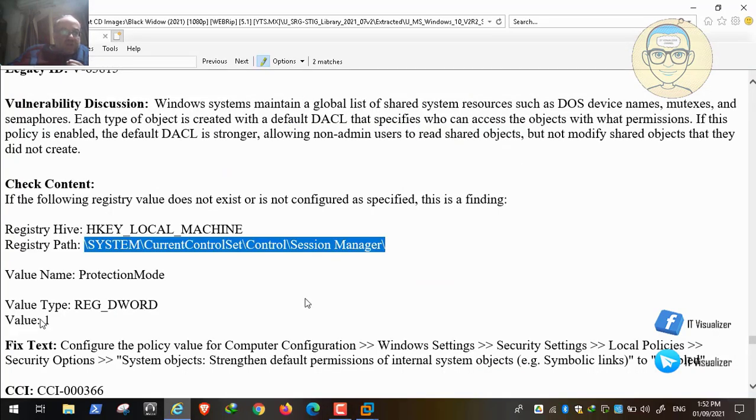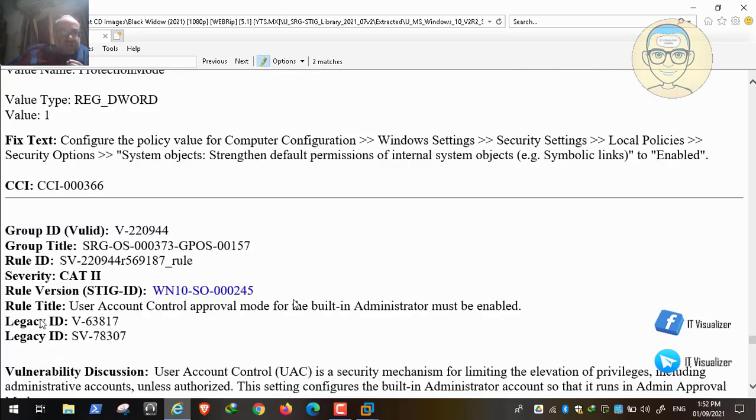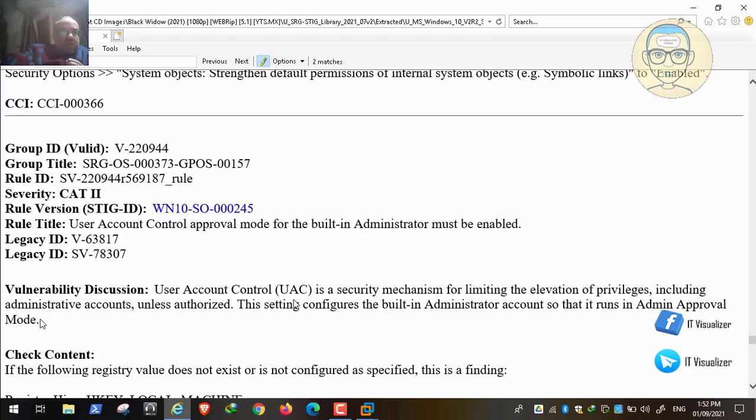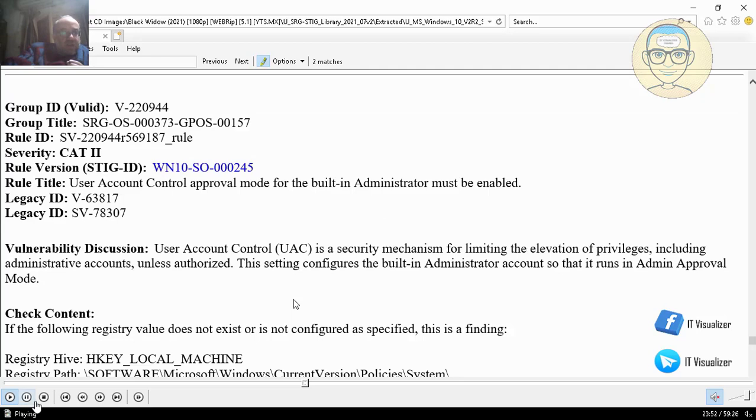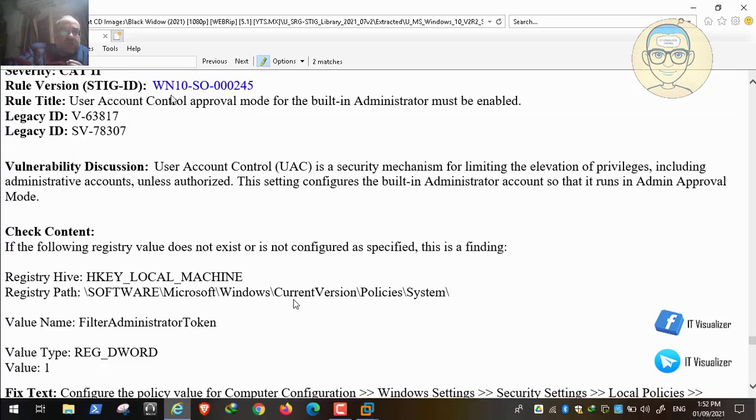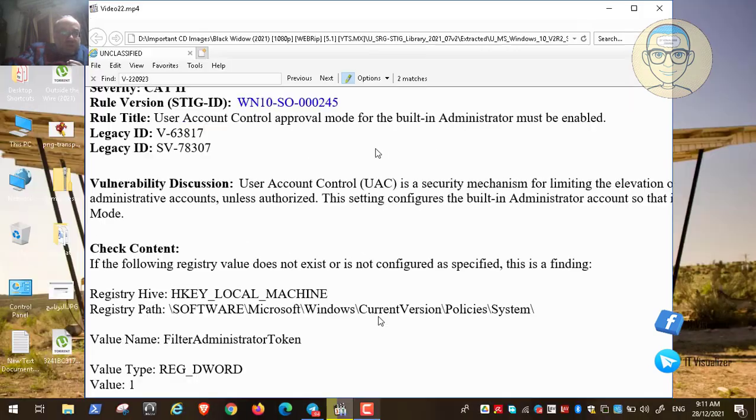Let's go to the registry and see. But anyway, we will stop at this recommendation: user account control approval mode for the built-in administrator must be enabled. So we will stop at this.